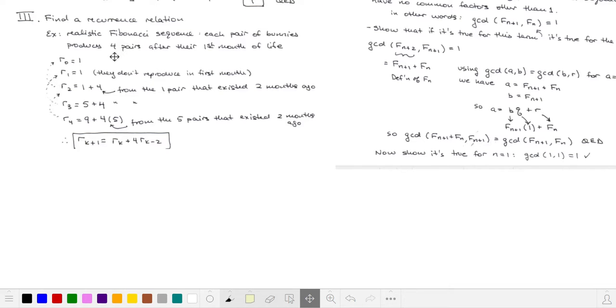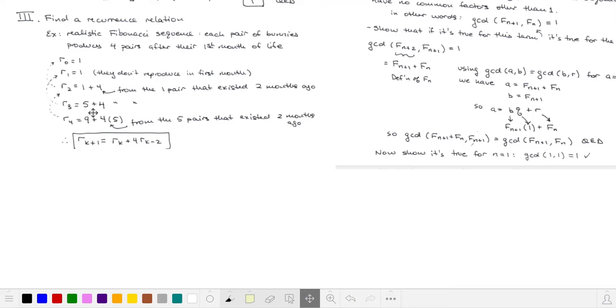So in this new Fibonacci sequence, we're saying that one pair of bunnies actually makes 4 pair of bunnies after the first month, because they don't reproduce their first month. So after the first month, you still have 1 pair of bunnies because they didn't reproduce. After the second month, then we look at how many bunnies there were 2 months ago. Well, there was only 1 pair of bunnies, and each pair of bunnies makes 4 new bunnies. So that means we have 5 pairs of bunnies. 1 plus 4 is 5.